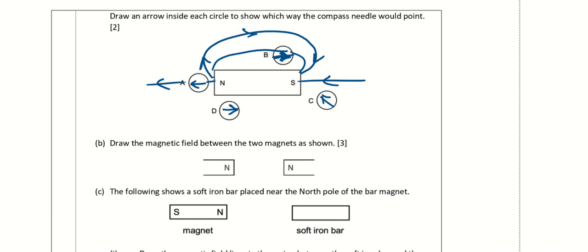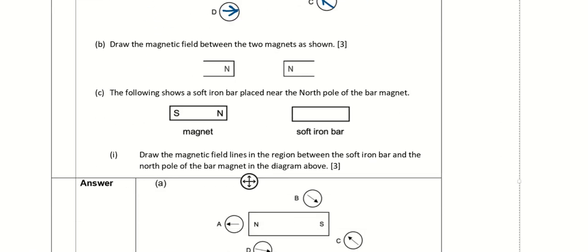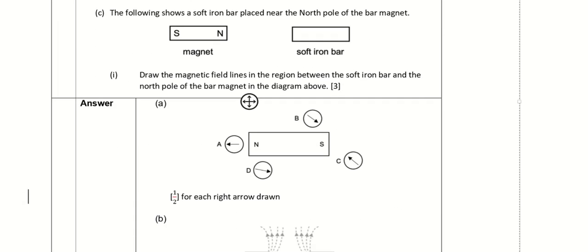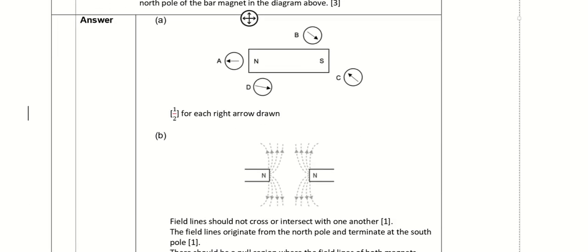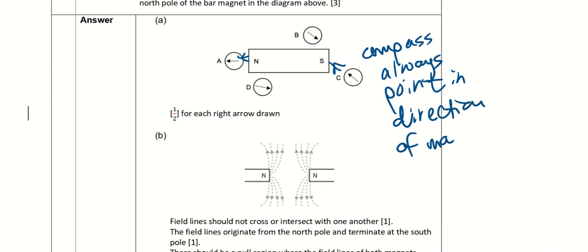And after that, they want us to draw the magnetic field between the two magnets. And C, draw the magnetic field lines in the region. Okay, so just check your answer for A, B, C, D. Right, so it's something like that. Okay, basically the field lines must go into south, and come up from north. And compass always point in the direction of magnetic field lines.